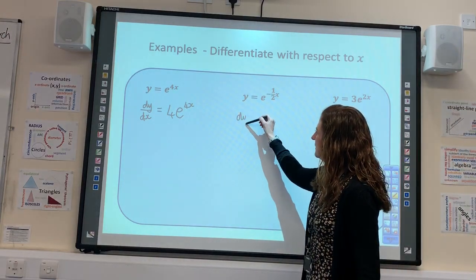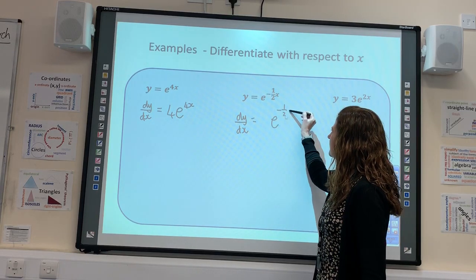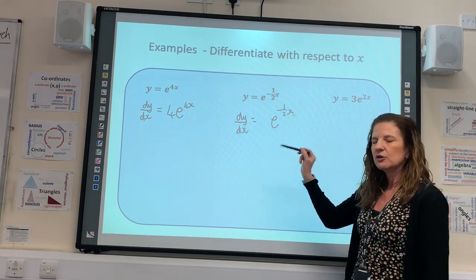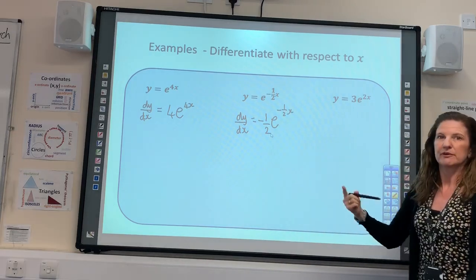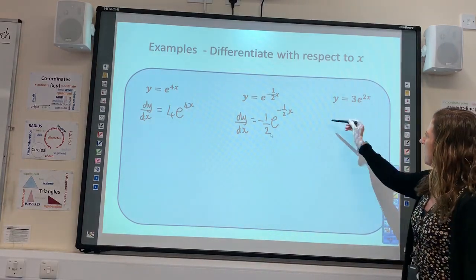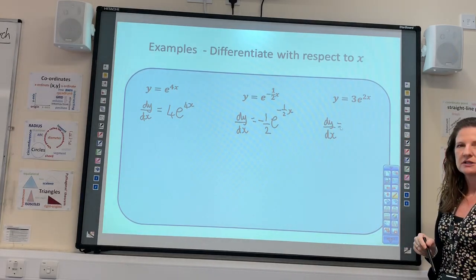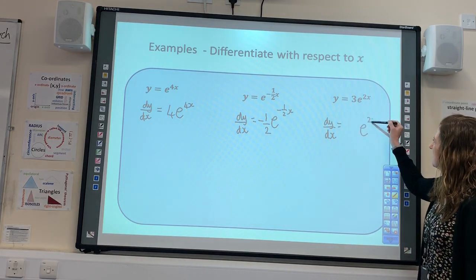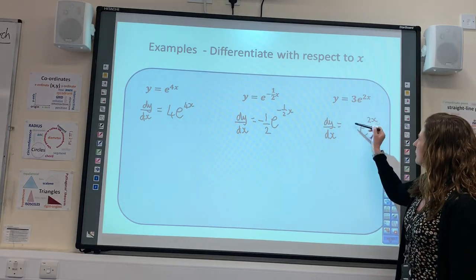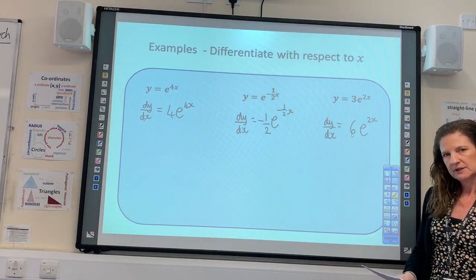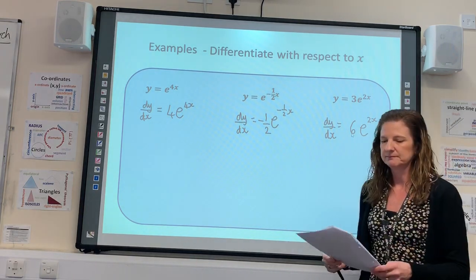Okay, same for this one. Do remember, you leave that exactly the same, that doesn't change. All you do is you times by the differential of the power, or the number in front of the x, for these ones. And careful with this last one. Okay, it's already got a 3 at the front. All right, so I'm going to leave my e to the 2x exactly the same. By my rule, I would times it by 2. I've already got a 3, so that would give me a 6. Okay, so do make sure that you leave the e to the power thing exactly the same.